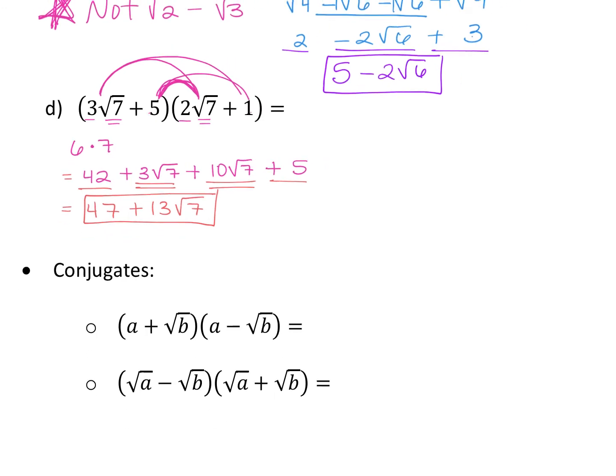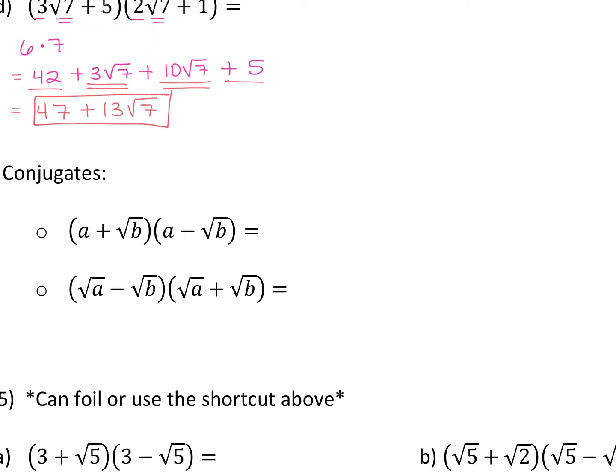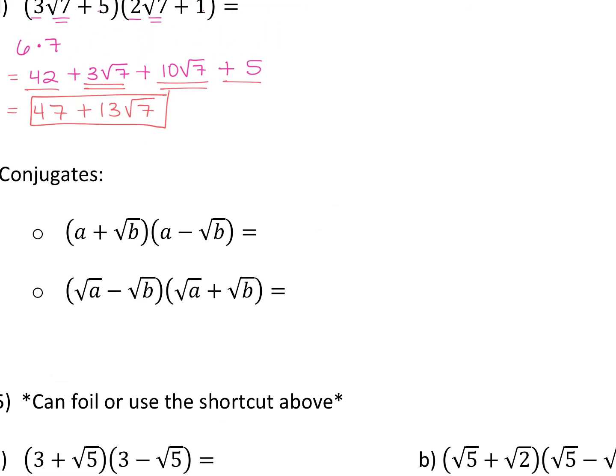Okay, this last chunk here is all about conjugates, and we've talked about conjugates before. Remember when we did complex numbers, you don't need to write this down because I'm not trying to confuse you by telling you something different. But when we did complex numbers, we did this, right? A plus BI, and then the conjugate was A minus BI. And if you recall, there was a shortcut. You could FOIL it, but if you took the shortcut, it was A squared plus B squared.